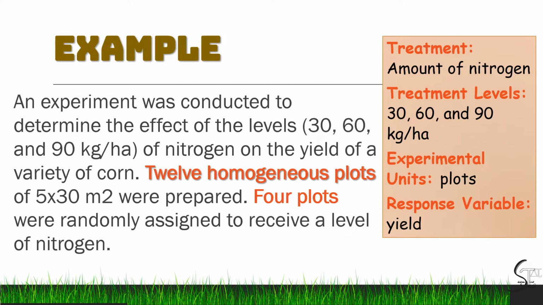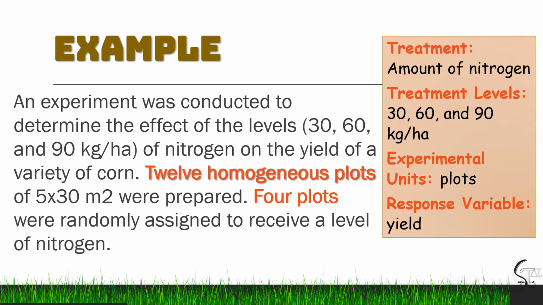So let's have some example for you to understand it better. An experiment was conducted to determine the effect of the levels 30, 60, and 90 kilogram per hectare of nitrogen on the yield of a variety of corn. So we have these 3 treatment levels, 30, 60, and 90. These are the factor levels or the treatment levels.